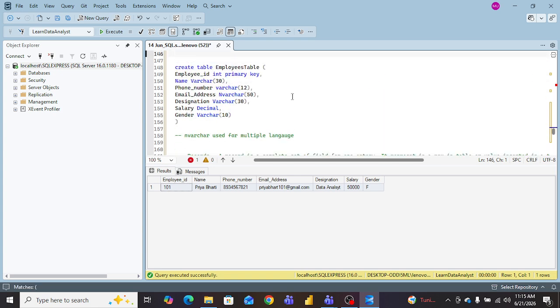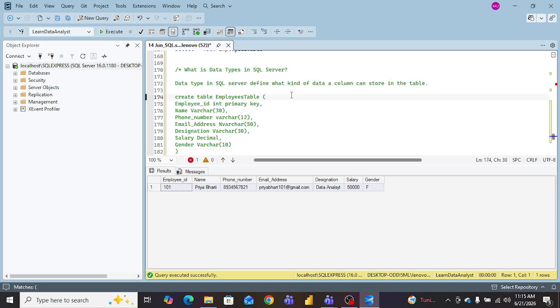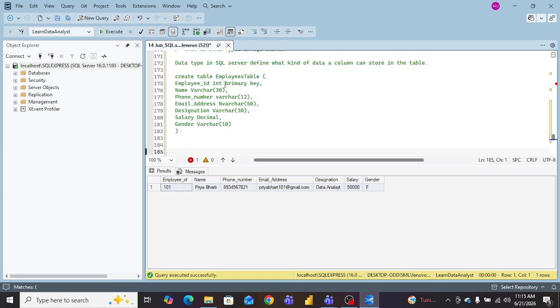Now we have successfully created this table, and we see it here. In this table, we have an employee ID. I give the employee ID an integer data type. Why? Because this is an integer here.